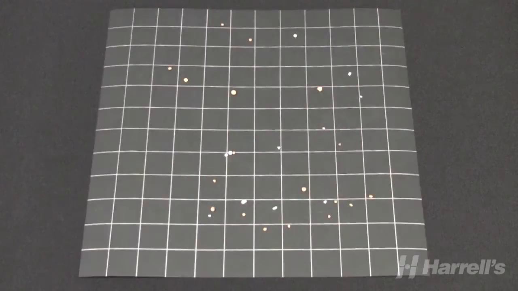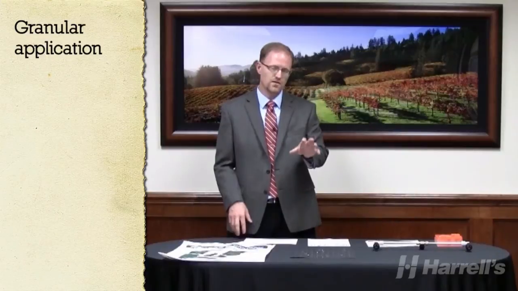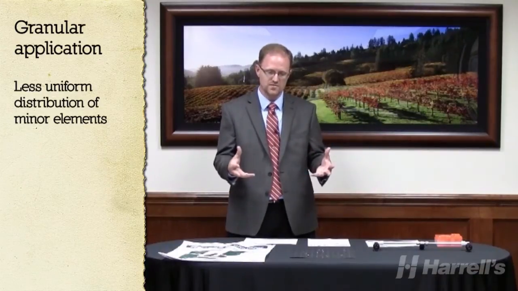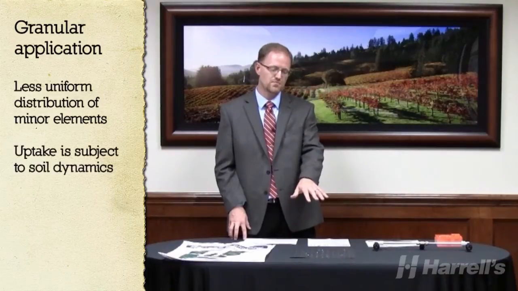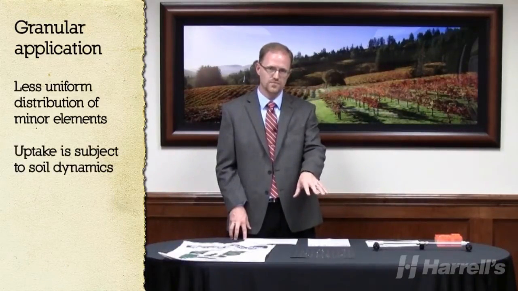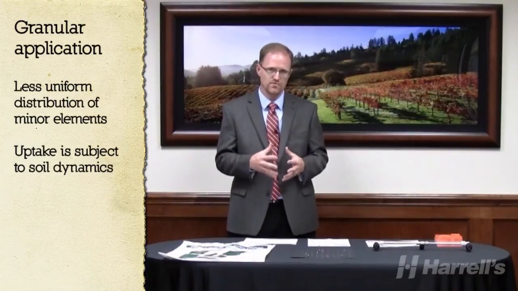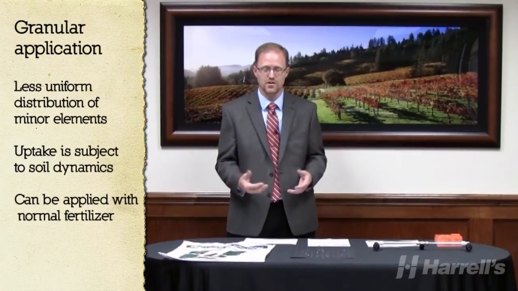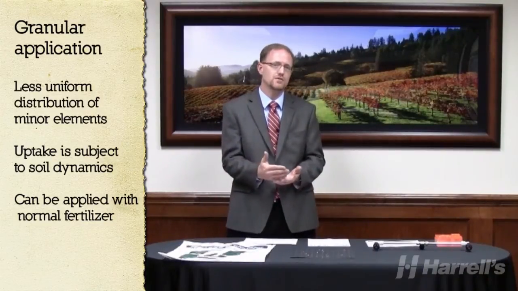So let's briefly discuss the value of the granular application of minor elements versus the value of the liquid application of those minor elements. Both options have strengths and both options have weaknesses. So let's start with the granular application. As we've discussed, the granular application of minor elements is going to be less uniform. The distribution of these granules across the turf grass is going to be less uniform. The uptake of these minor elements is going to be subject to numerous dynamics that occur in the soil. So that's the weakness. It's going to be subject to the interactions and chemical involvements that occur in the soil, and it's going to be less uniform. The strength of this granular application is you can blend it in your normal fertilizer. You can apply it with your normal nitrogen and potassium, and it's generally speaking a little less expensive than foliars.